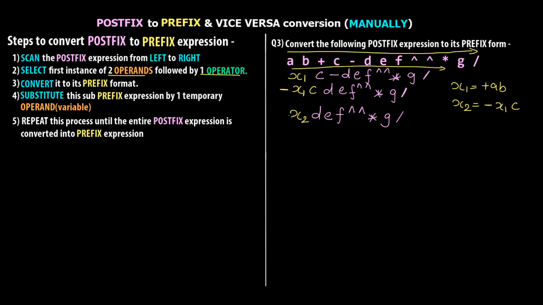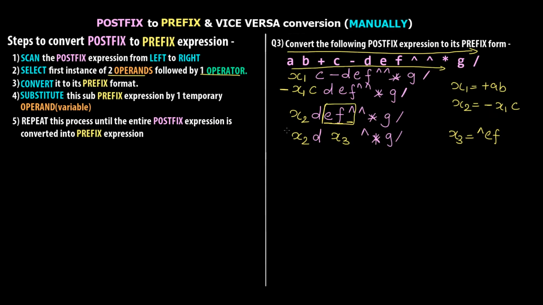Okay. So again, scanning from left to right, we have e f as one operand, second operand, followed by one operator which is raised to. So we have to convert it to its appropriate prefix format. That is this sub expression. Okay. So now we'll get x2 d, then this raised to comes before e and f, right? We will have raised to e f, then the second raised to is as it is, star g and divide by. So now let's consider x3 equals this raised to e and f. So I'm just gonna substitute it over here itself. We will get x3.